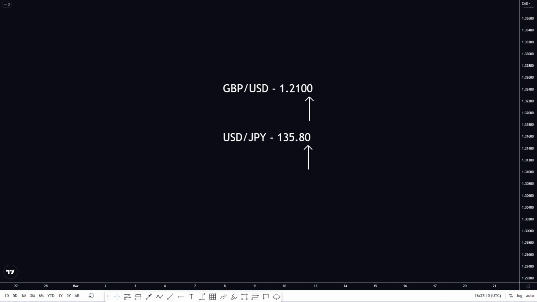135.80. Now here you can see on the top number, the fourth decimal place will represent 1 pip, 1 pip of movement. So say for example the price moved to 1.2101, that will mean that the price has moved 1 pip. Now for dollar yen it's slightly different, and we're actually just working on a 2 decimal place system. So for example, if the price moved from 135.80 to 135.81, it means that we have moved up 1 pip.